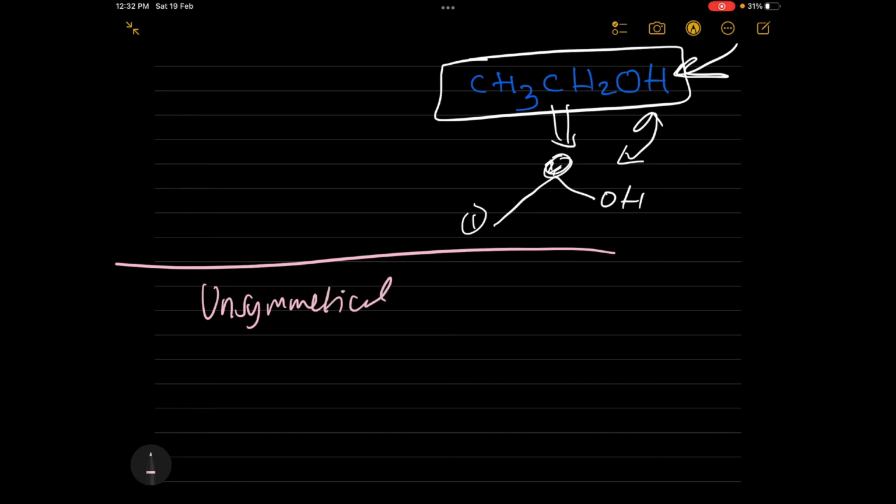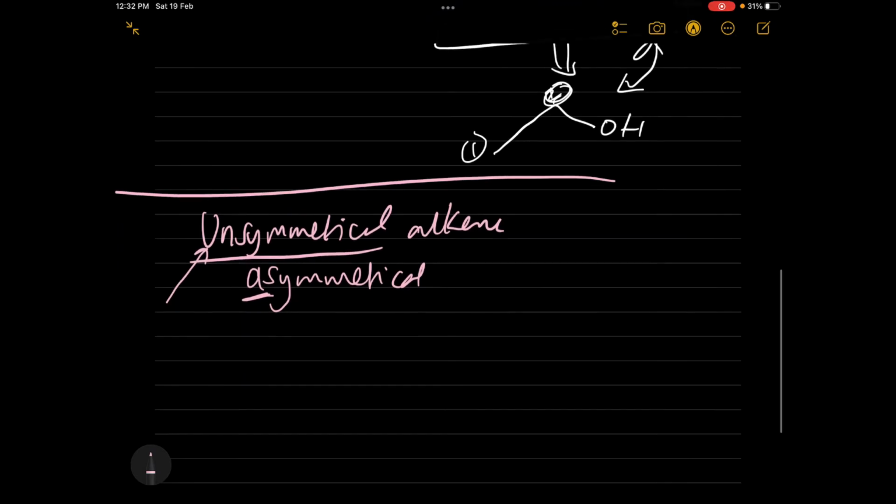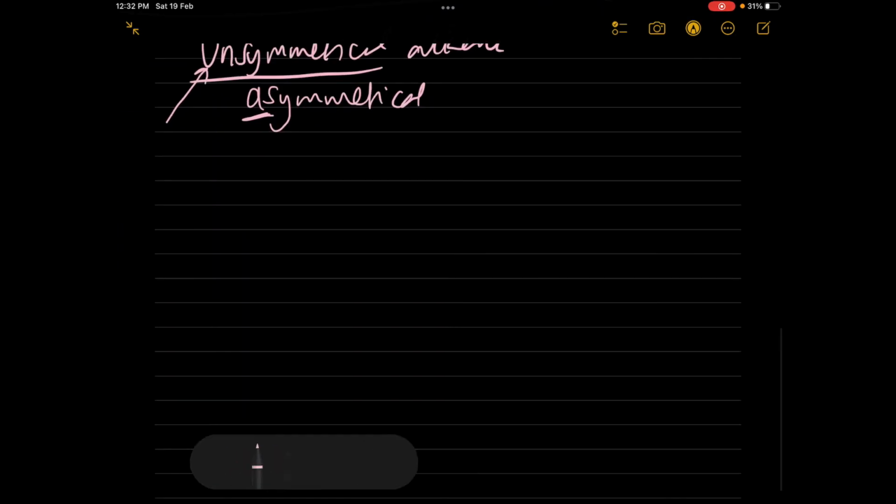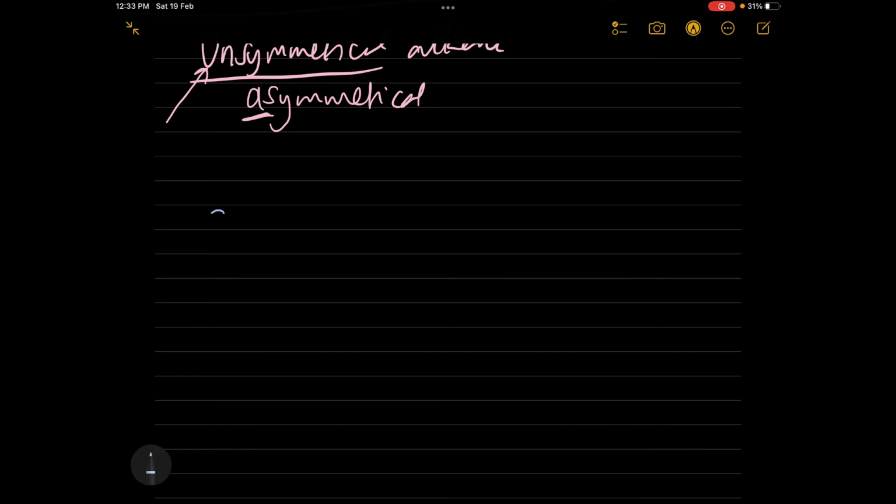Okay, unsymmetrical alkene. By the way, there's nothing called unsymmetrical. It's called asymmetrical. But I told you that it was unsymmetrical just to make a distinction. Asymmetrical means unsymmetrical. Okay, so let's take propene as an example.